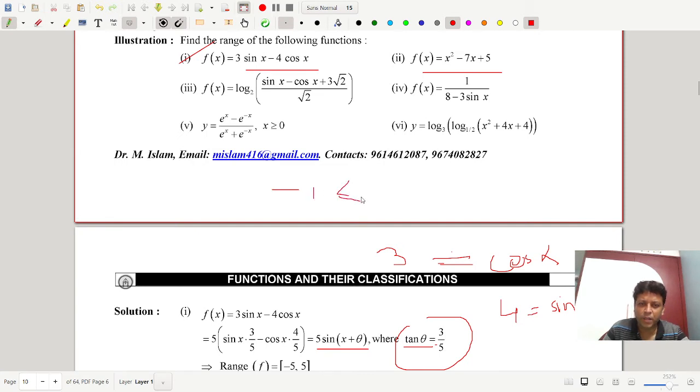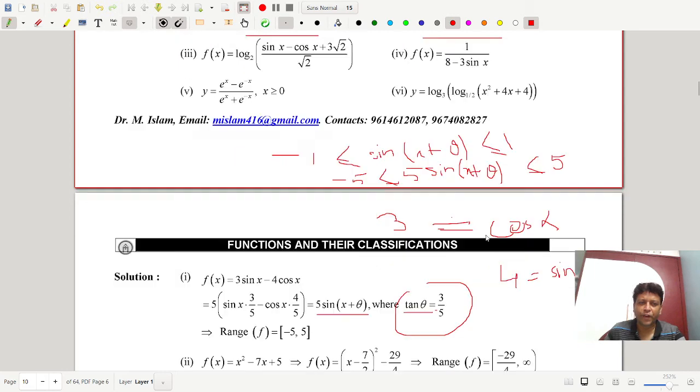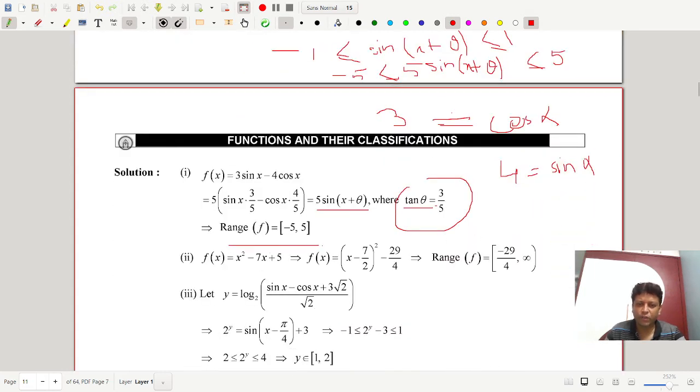Now what is the range of sin(x plus theta)? Sin(x plus theta) lies between minus 1 and 1. So if you multiply by 5, that will be between minus 5 and 5. So what is the range of the function? Minus 5 to 5. That's the range of the function.